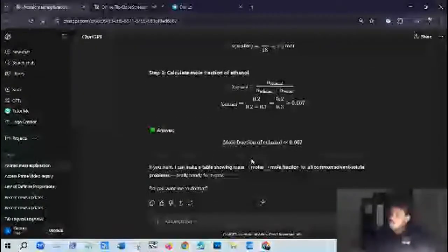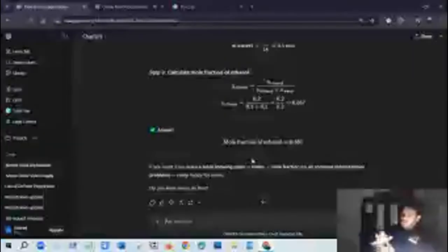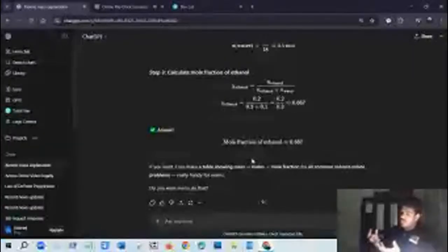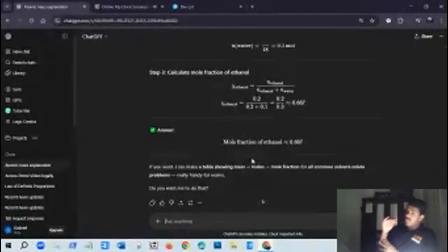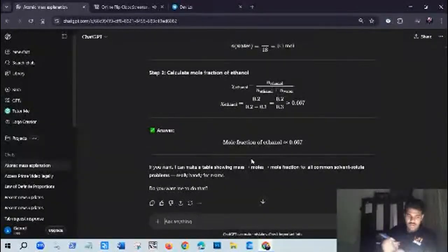So you know what to do. You will get grams. You take those grams, first you find the molar mass, then you find the moles by doing mass by molar mass. Then you use the mole fraction formula. Okay, and then the next question.